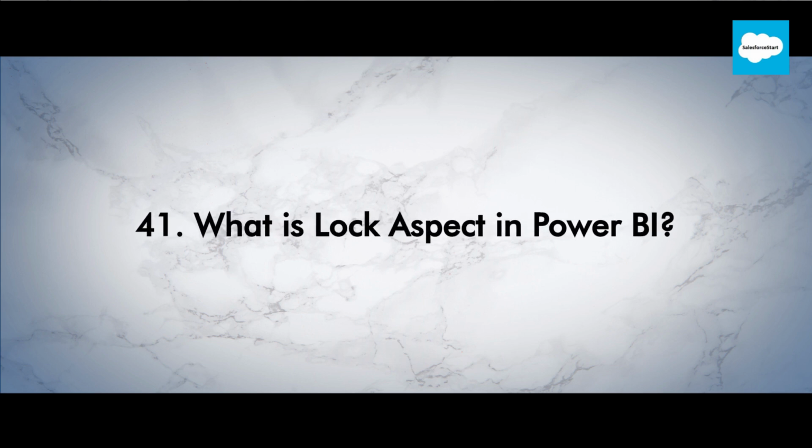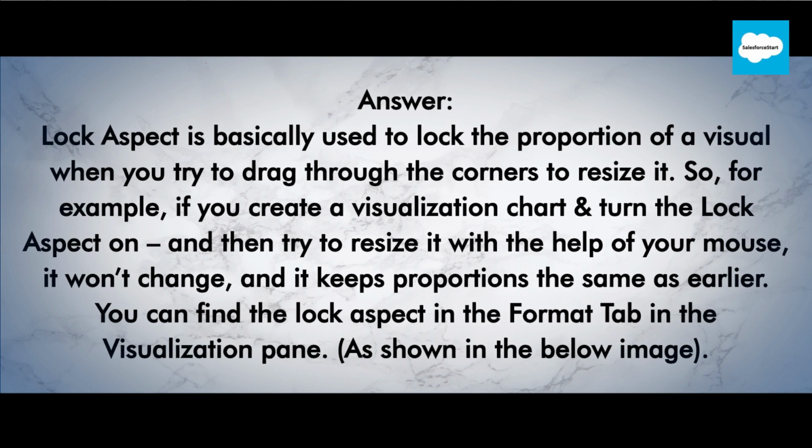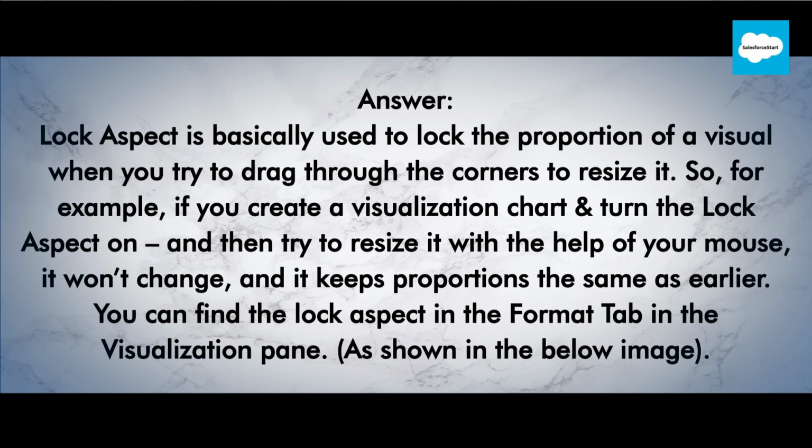41. What is lock aspect in Power BI? Answer. Lock aspect is basically used to lock the proportion of a visual when you try to drag through the corners to resize it. So, for example, if you create a visualization chart and turn the lock aspect on, and then try to resize it with the help of your mouse, it won't change, and it keeps proportions the same as earlier. You can find the lock aspect in the Format tab in the visualization pane, as shown in the below image.